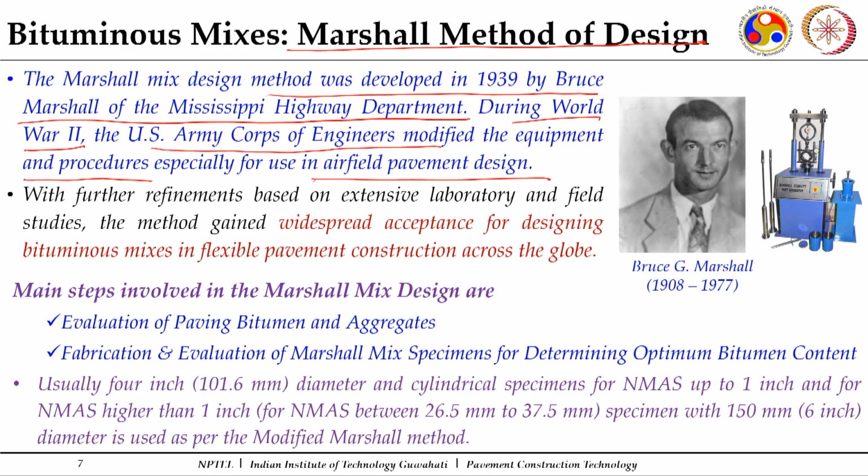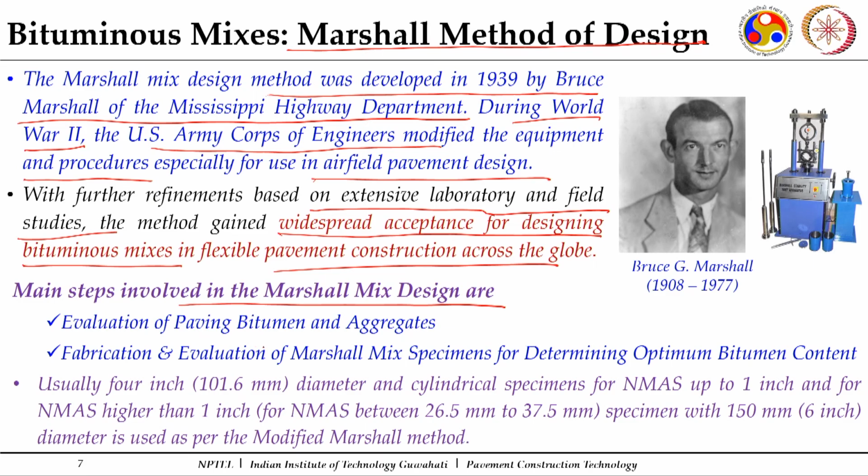And then in due course of time, continuous extensive laboratory and field studies have been done, and this method has been modified, and presently there is widespread acceptance of this method for design of bituminous mixes for use in flexible pavement construction. The two important key steps involved in this Marshall method of mix design are evaluation of paving bitumen, the binder which is to be used, and evaluation of aggregates to be used, which we discussed in our previous lectures, about how different binders and aggregates need to be evaluated for use in a particular bituminous bound course.